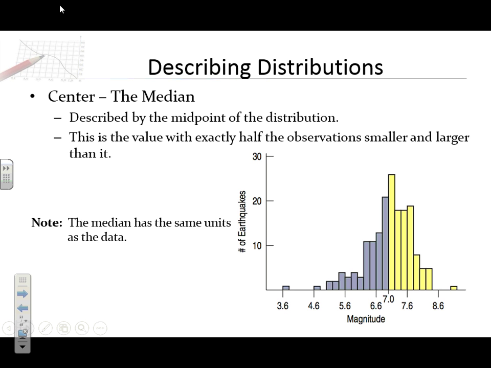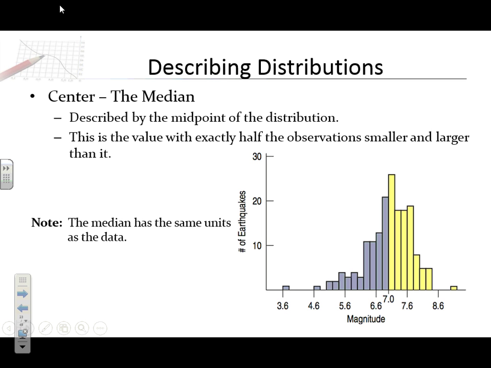If this were a test or quiz, I would probably be okay with you having chosen 6.8 or 7.2, somewhere within that range of values there. Okay? So as far as guessing, when you're picking the median out, you're just kind of trying to pick where's that exact center so that 50% is above, 50% is below.